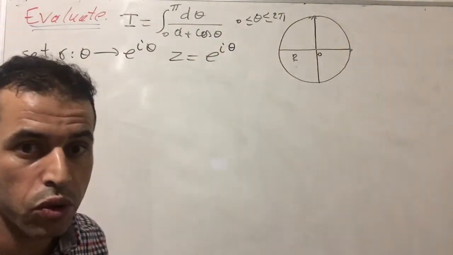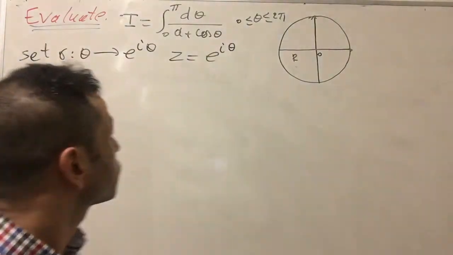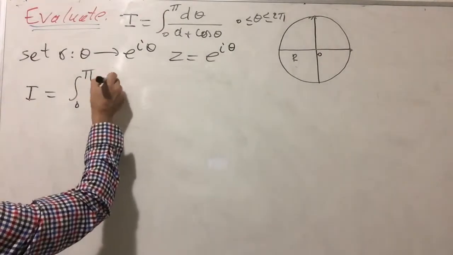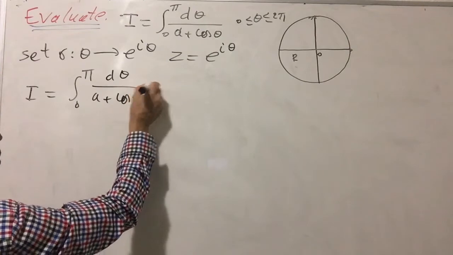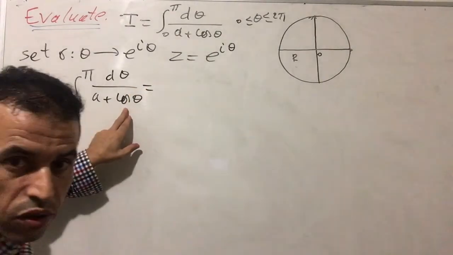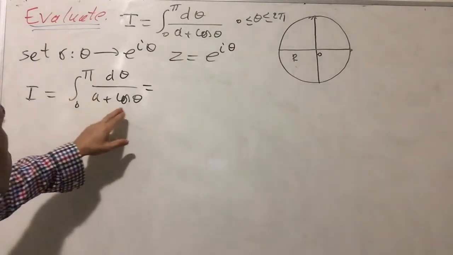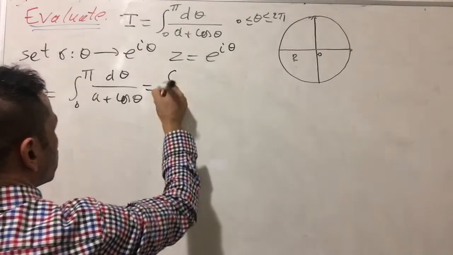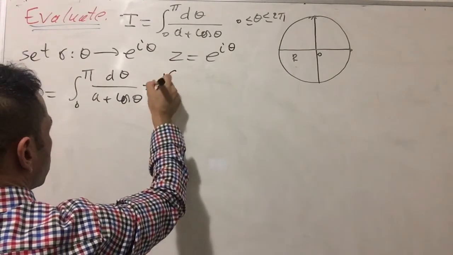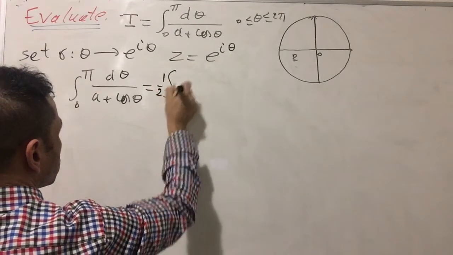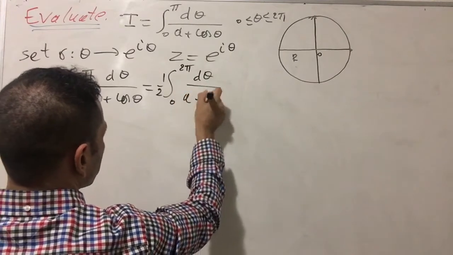So what I'm going to do now is transfer the theta in terms of z, from 0 to pi, d theta over a plus cosine theta. As you see here, this is an even function, because cosine is an even function, so 1 over a plus cosine theta is an even function. So I can write it this way as well. This one is 1 over 2 from 0 to pi d theta over a plus cosine theta.